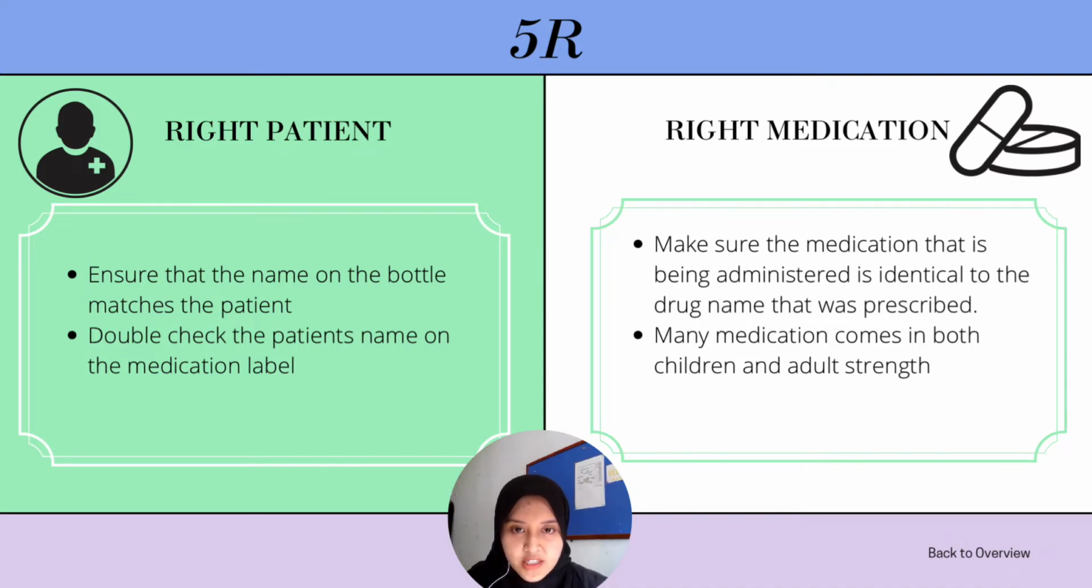Next is right medication. First of all, before giving the medication, you want to make sure that you have the right drug. Make sure the medication that's being administered is identical to the drug name that was prescribed. The other important thing to know about the right medication is knowing the strength of the medication so you don't give the wrong amount. Strength is how much of the active ingredient is in one dose. Many medications come in both children and adult strength, so there's a potential for great harm if you don't know the strength. That's why knowing the medication strength is just as important as knowing its name.